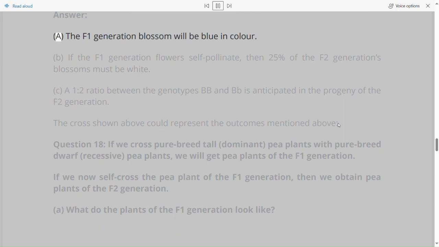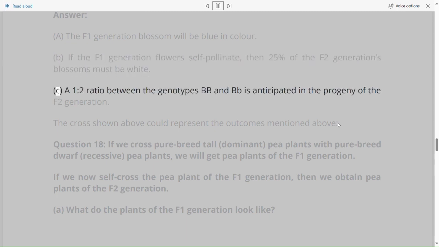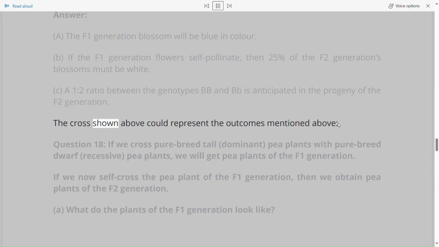Answer. A. The F1 generation blossom will be blue in color. B. If the F1 generation flowers self-pollinate, then 25% of the F2 generation's blossoms must be white. C. A 1:2 ratio between the genotypes BB and Bb is anticipated in the progeny of the F2 generation. The cross shown above could represent the outcomes mentioned above.